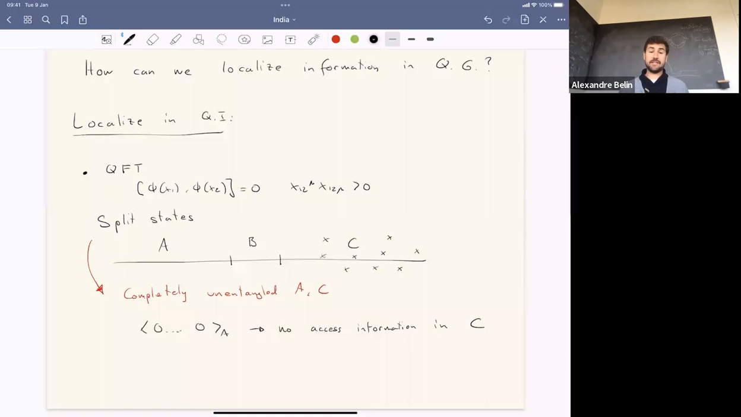Okay, so because these states exist, you can localize quantum information. There are a lot of ways to construct many different states by acting with all these operators in C that the region A is completely blind to. Okay, so this is how you localize quantum information.